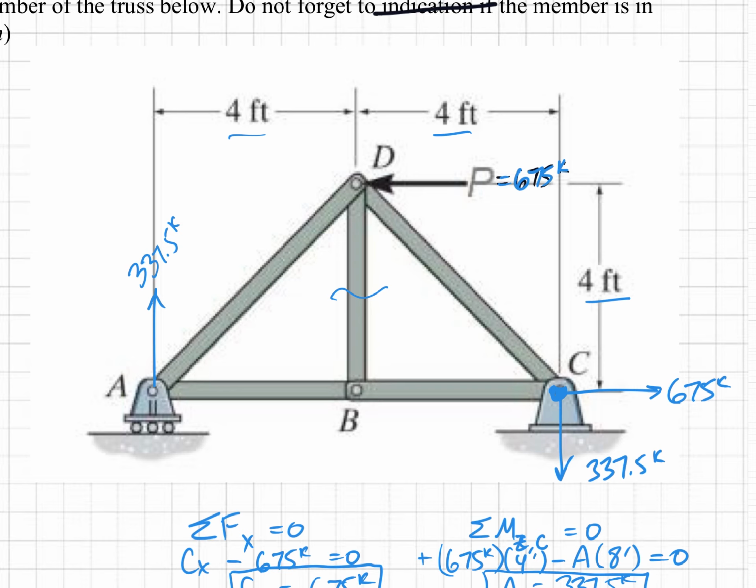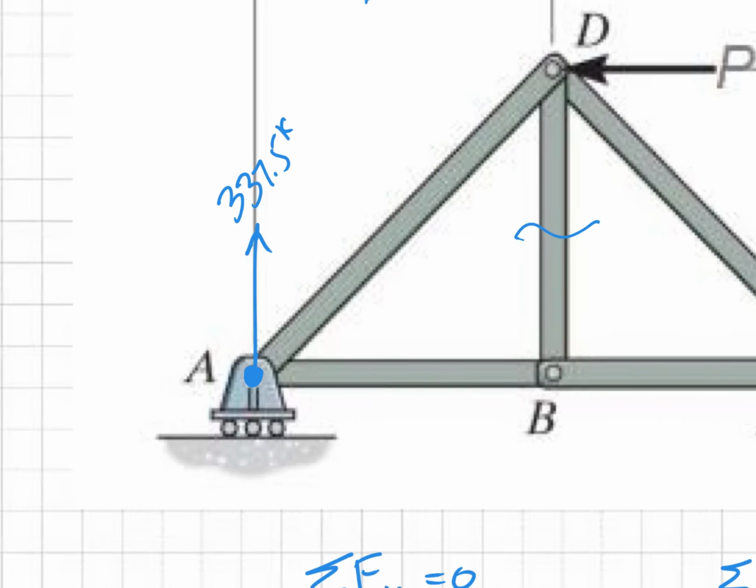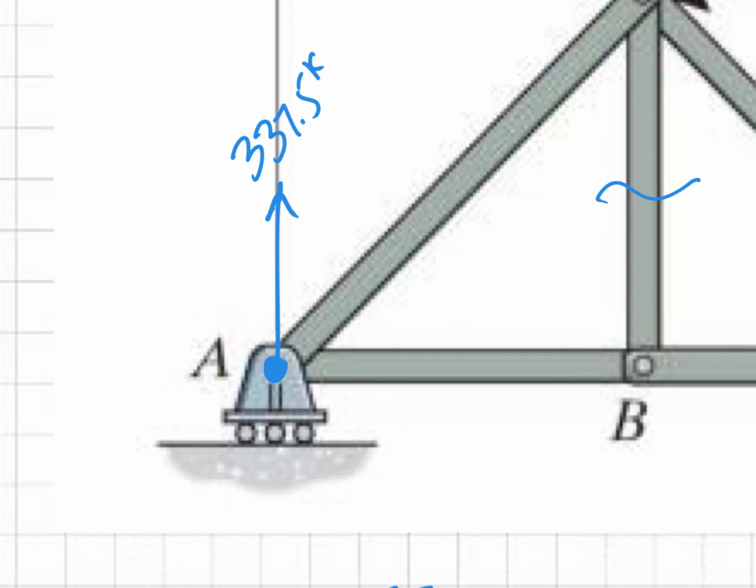But I'm going to start out at A, the way that I solved this. I've got a vertical force of 300. If I sum forces in the y direction on this joint, I've got 337.5 going up. I need 337.5 going down. I can only get that from this member right here, because it's the only one with a vertical component. So this is 337.5 going down.